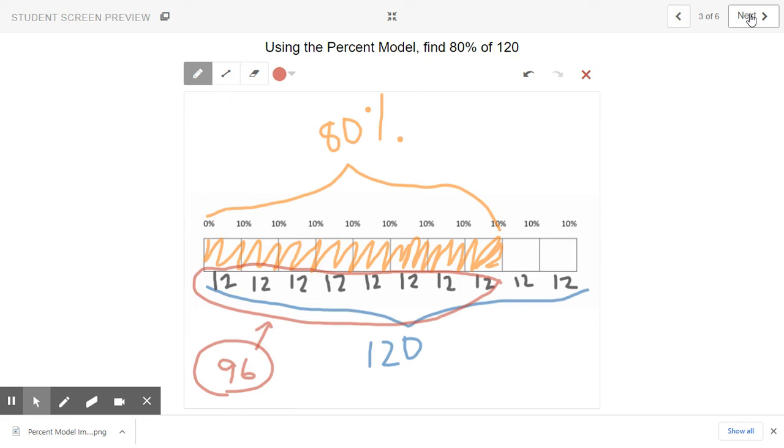So that means I have 12 eighths. 12 times 8 is 96. That means 96 out of 120 is 80%. The final answer is 96.